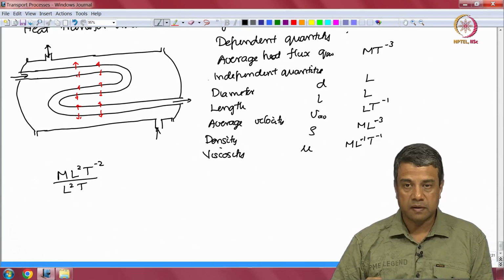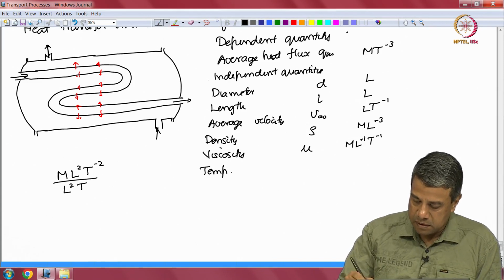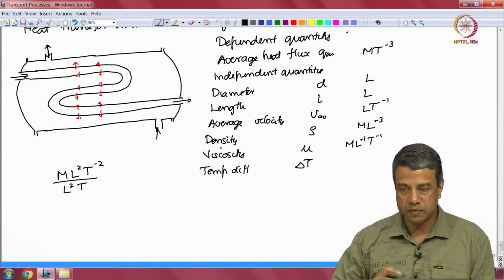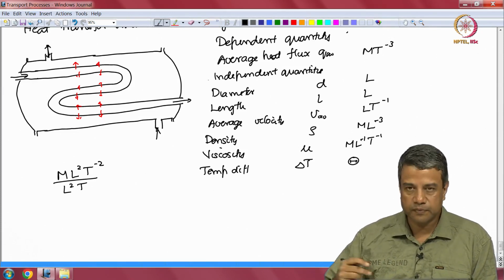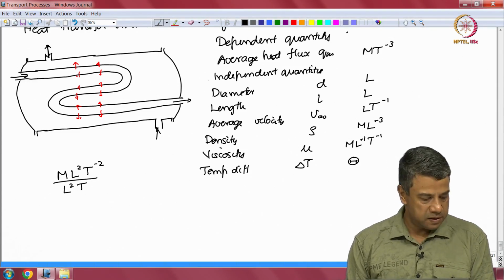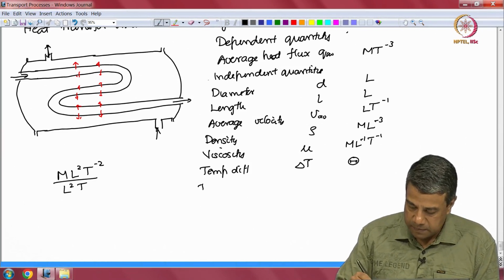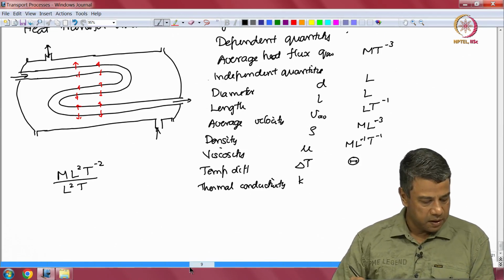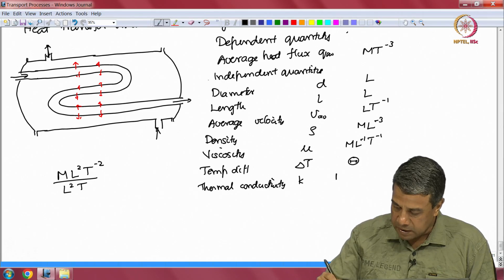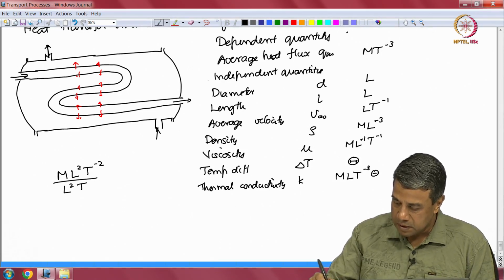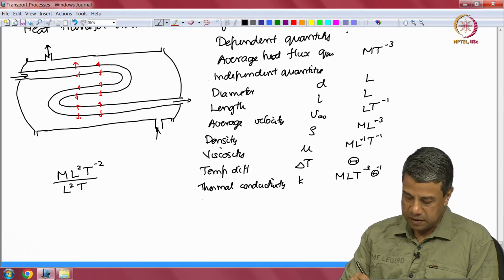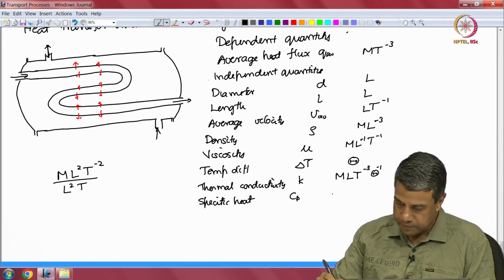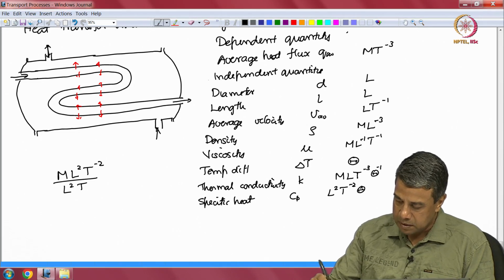And then there are thermal properties. For heat conduction to take place, there has to be a temperature difference between the shell side and tube side. I will call this an average temperature difference between the shell side fluid and the tube side fluid, and the temperature difference has dimension theta. And then there are thermal properties. The thermal properties in this case are the conductivity K, which, if you recall, we had calculated earlier, has dimensions m L t power minus 3 theta inverse, and the specific heat Cp, which has dimensions of L square t power minus 2 theta inverse.